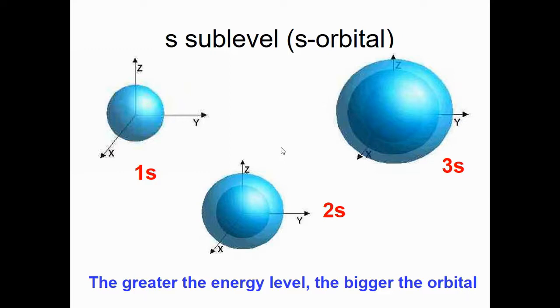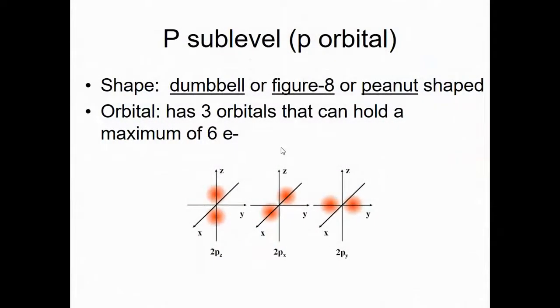Okay, so now let's talk about p orbitals. P orbitals, or the p sublevel, are shaped like a dumbbell, or a figure 8, or a peanut, or an infinity shape, whatever you want to call it. There are 3 of them for each energy level that has p orbitals. So starting with n equals 2, second energy level, we have p orbitals. And when you have 1 p orbital, you have 3, and they are oriented on all 3 axes: the x, the y, and the z axis.